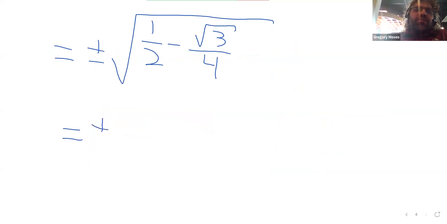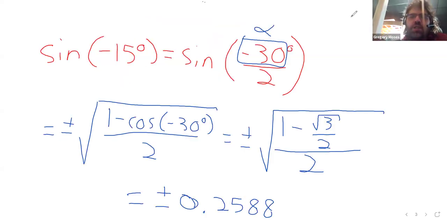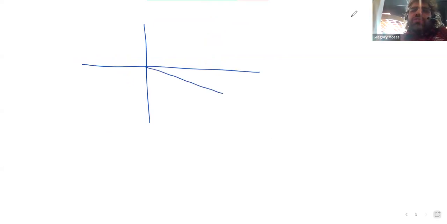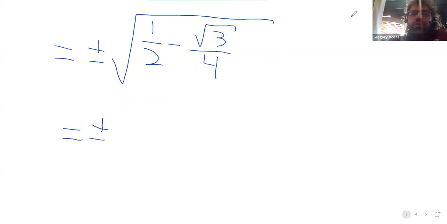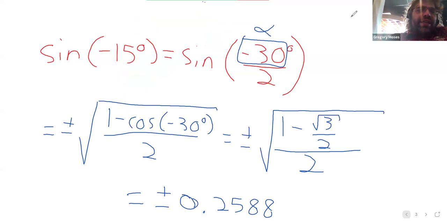And if we plug this into a calculator, this is plus or minus 0.2588. And then you say, well, is the sine of negative 15 degrees positive or negative? And you think, well, negative 15 degrees is taking us into the fourth quadrant. The y coordinates here are negative, so the sine is negative.